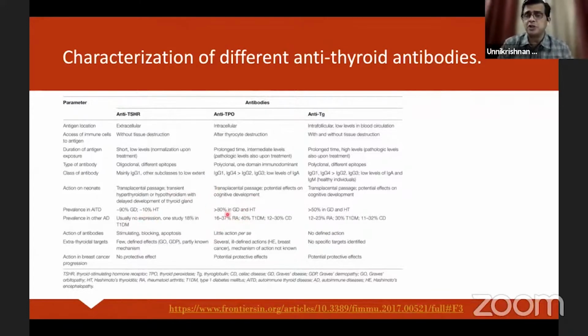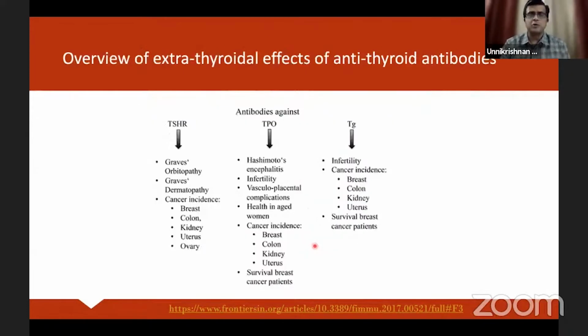Importantly, anti-TG antibodies have very little clinical role now, except in the follow-up of thyroid cancer, where a thyroglobulin and an anti-thyroglobulin antibody are both measured in the same sample. The extrathyroidal targets, which I'll come to in a moment, and action in breast cancer progression. Well, people have suggested that TPO and anti-TG antibodies may have protective effects, but we don't know.